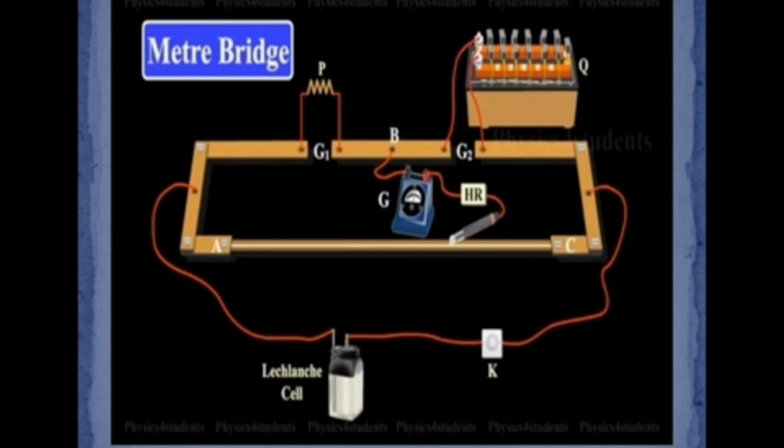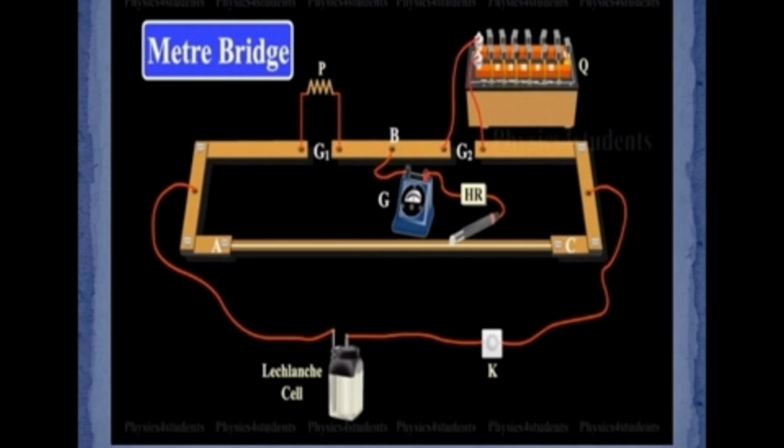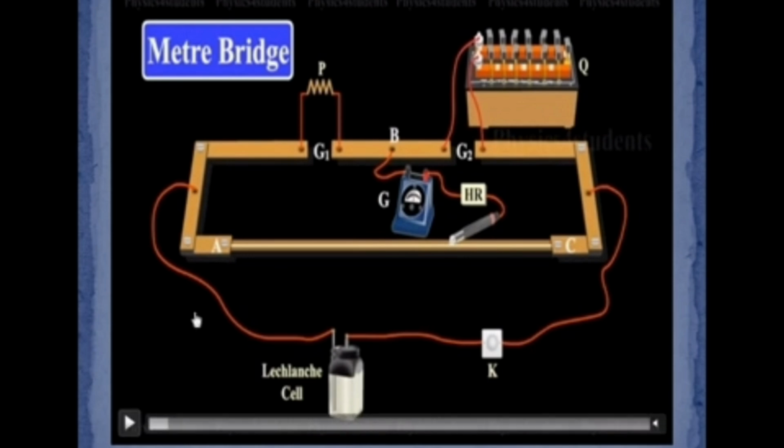So now we have 4 resistances: one is P, another is Q, another is AJ and JC. So if you know any 3 values, you can calculate another 1 value. That is the Wheatstone bridge rule. So using that, now we are going to see how to calculate the unknown resistance, right?